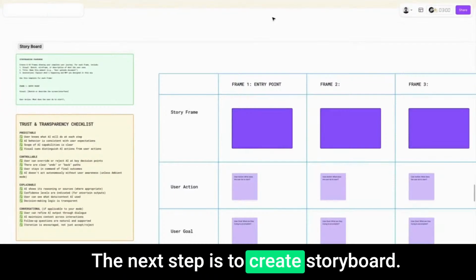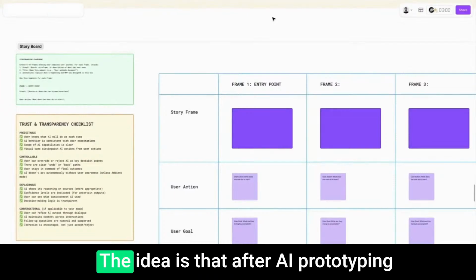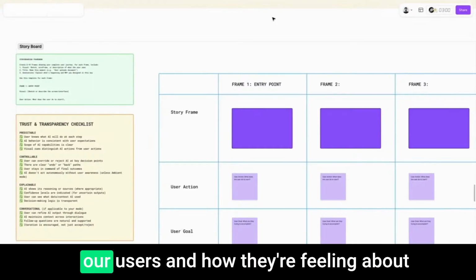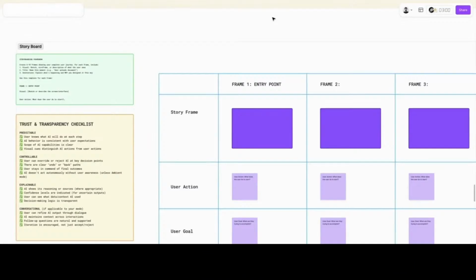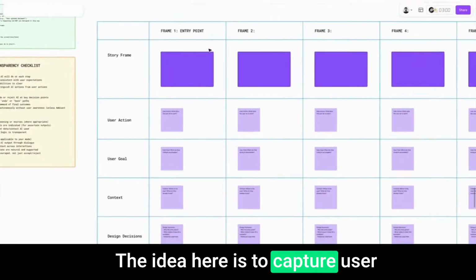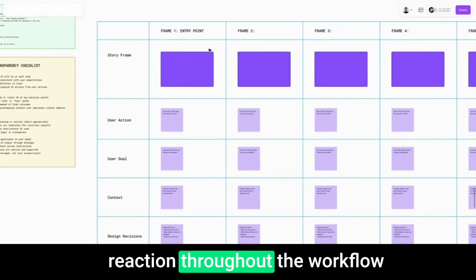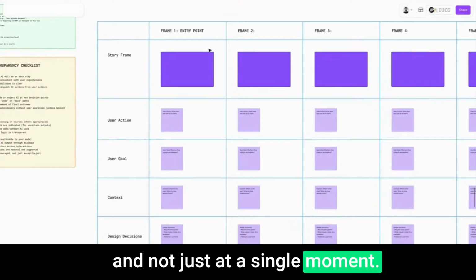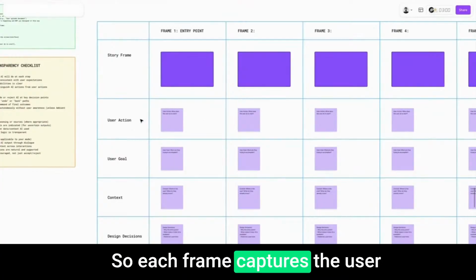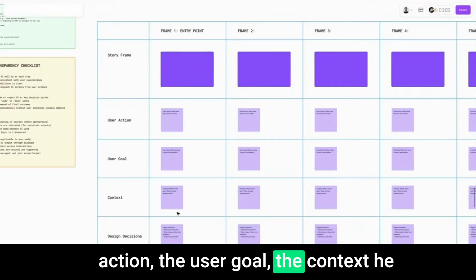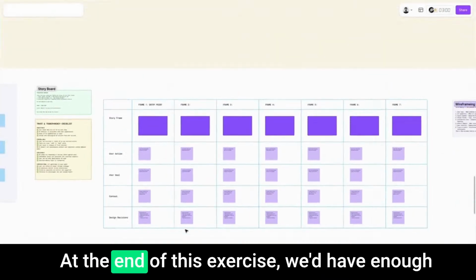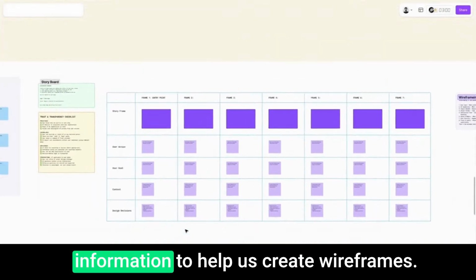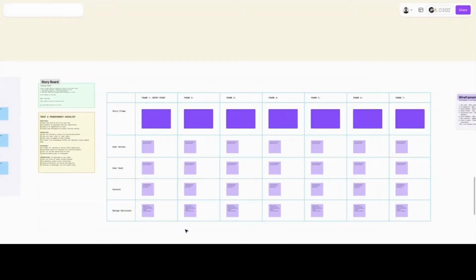The next step is to create storyboards. The idea is that after AI prototyping, we'd have enough information about our users and how they're feeling about the solution to create storyboards. The idea here is to capture user reactions throughout the workflow and not just at a single moment. So each frame captures the user action, the user goal, the context he or she is in, and the design decisions. At the end of this exercise, we would have enough information to help us create wireframes.